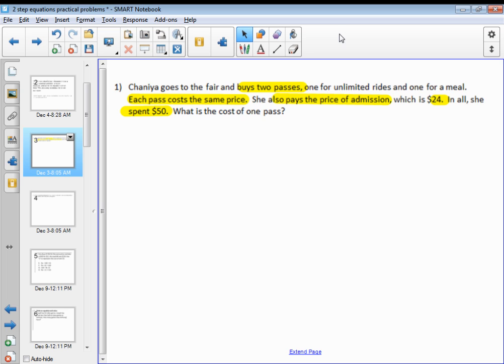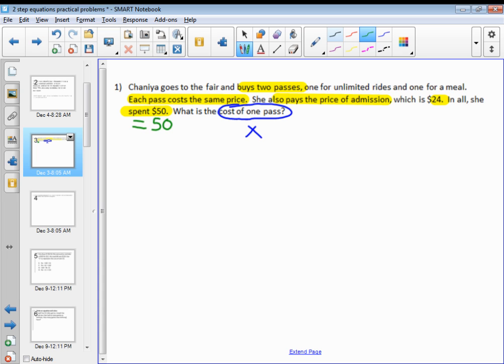Last but not least, we have to solve for our variable. In this case, our variable is the cost of one pass. So I circle that and put an X underneath it. That tells me that is my unknown that we are solving for. If we look back at what we highlighted, there's a lot of keywords in there that tell us what we need to know. The word spent means that is your total. So underneath spent $50, I would put an equal sign and $50. We know that has to be our total in our equation.